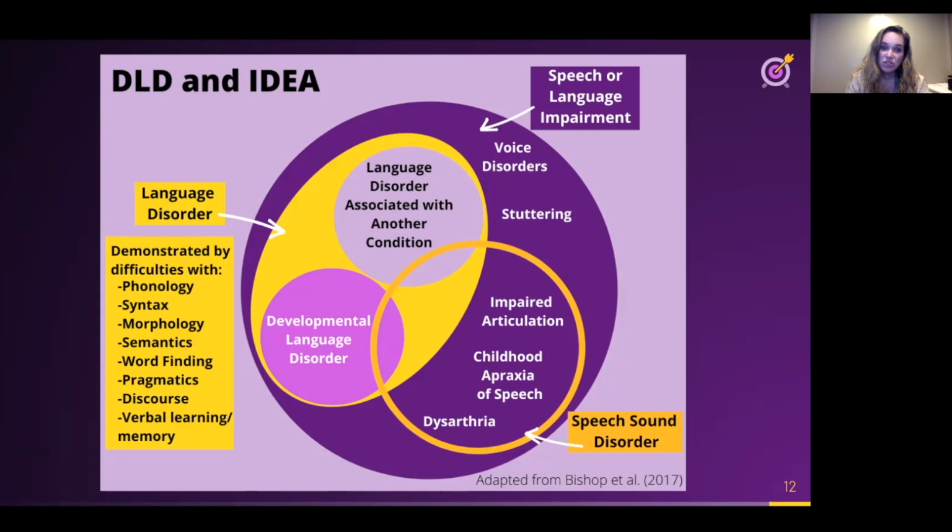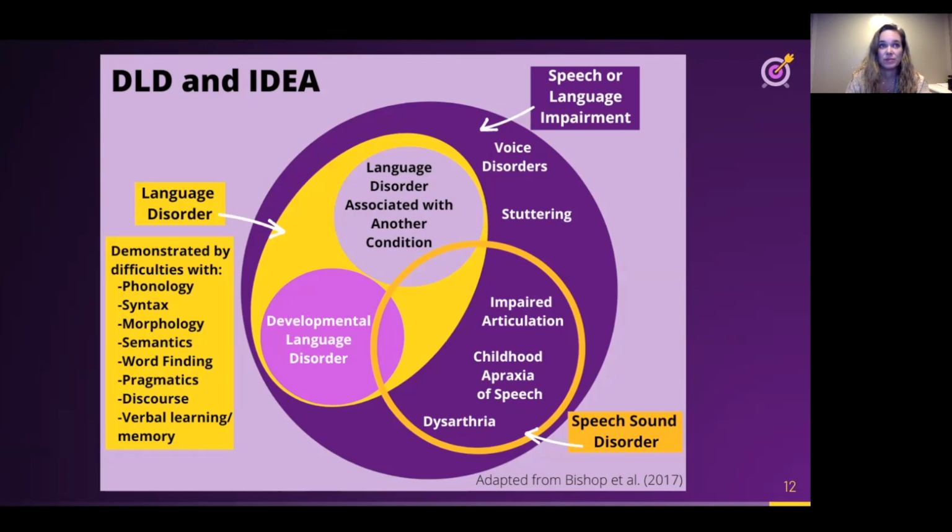You can see that language disorder fits in the broad dark purple circle that includes conditions associated with speech or language impairment. The yellow language disorder circle inside the dark purple circle includes DLD as well as language disorder that is associated with another condition. The yellow ring shows that individuals with language disorder may also have a speech sound disorder. For both individuals with DLD and individuals with language disorder associated with another condition, language weaknesses may cross any and all domains of language. There may be weaknesses in phonology, syntax, morphology, semantics, word finding, pragmatics, discourse, verbal memory, among other areas.